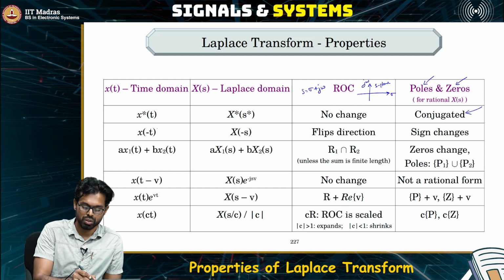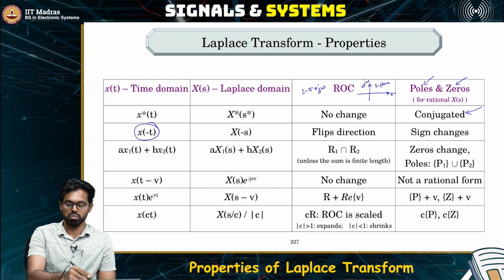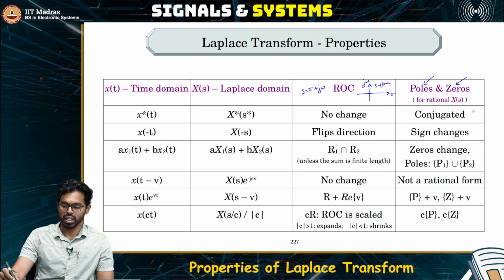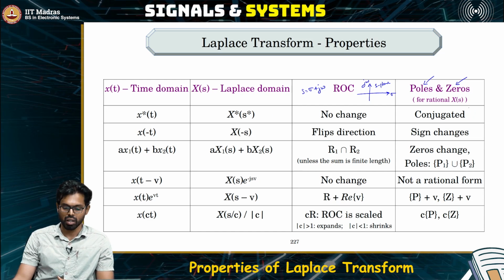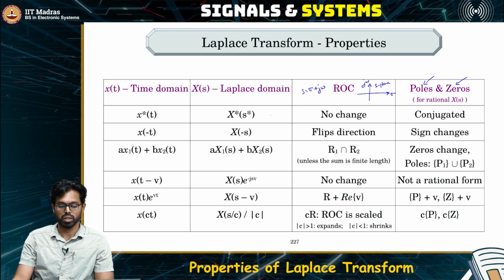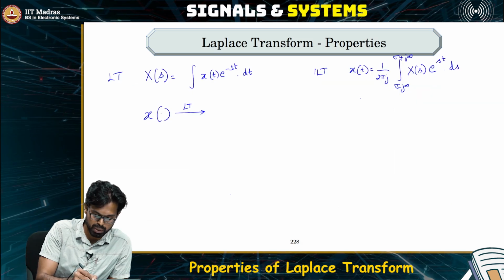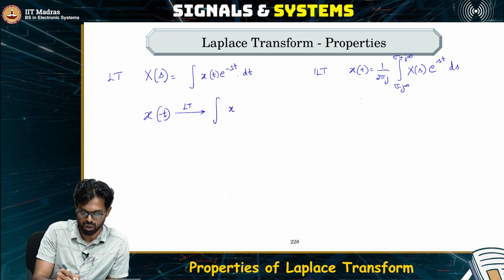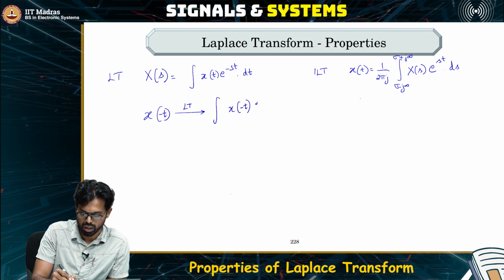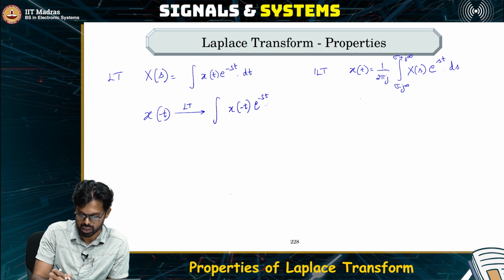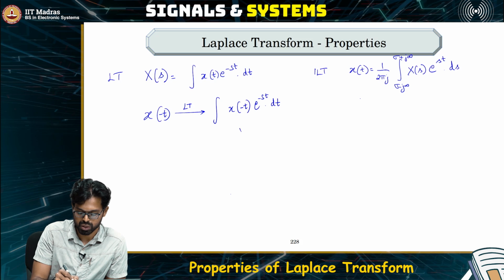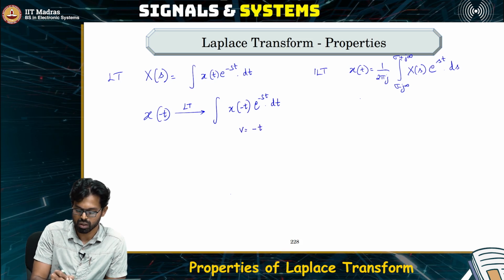Now, what if we just do a time reversal? The time reversal intuitively should not affect the absolute integrability of the signal. So let us see what happens when we do a time reversal. We're trying to find the Laplace transform of x of minus t e power minus st dt. So, simple substitution: we'll say v equals minus t.